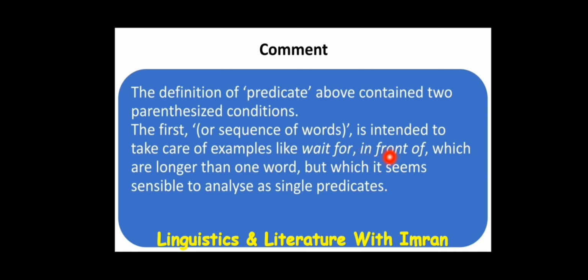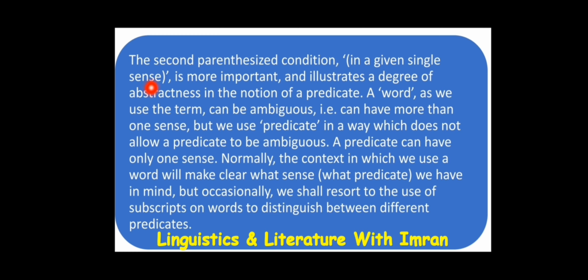The second parenthesized condition, in a given single sense: a predicate will all the time give a single sense, not more than one sense. This is more important and illustrates a degree of abstractness in the notion of a predicate. A word, as we use the term, can be ambiguous when a word has more than one sense, like we have a word bank, it has more than one sense, or we have a word head, it has more than one sense.